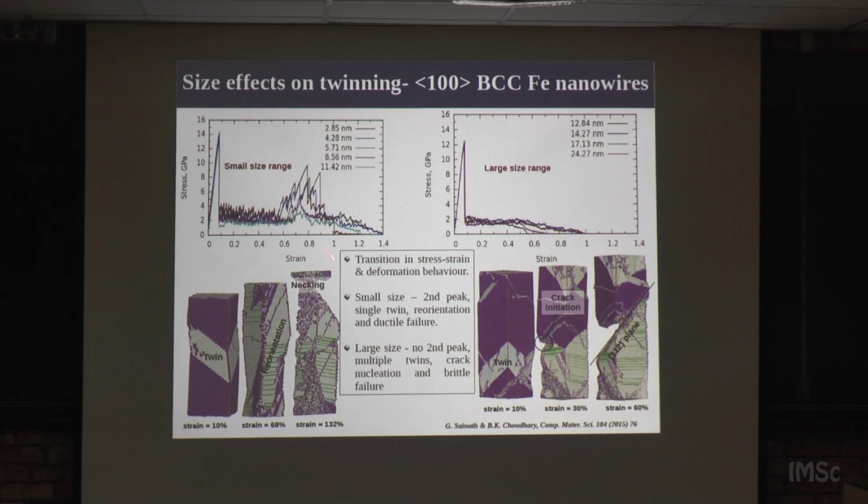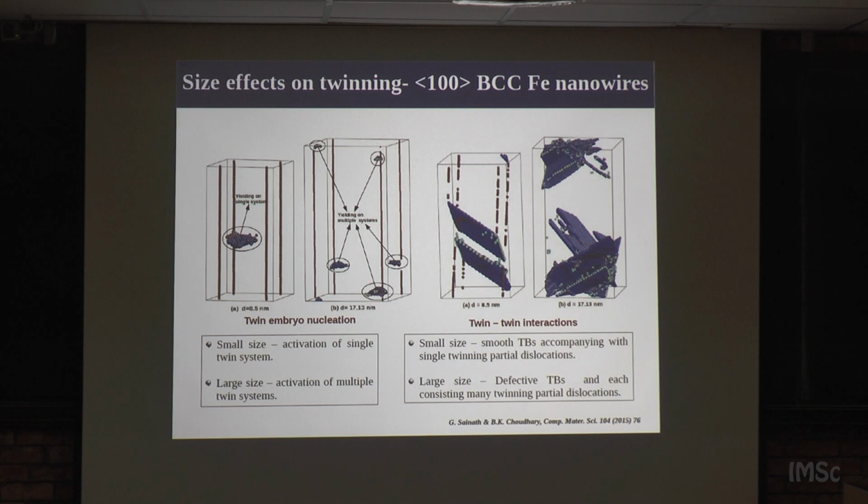While if you increase the size above this range, you can see that there are multiple nucleations of twins at different places and they interact. The twin-twin interaction leads to crack nucleation and that leads to a brittle failure. So, basically there is a ductile to brittle transition with increasing size. Low sizes show a ductile failure, whereas the high size range shows a brittle failure.